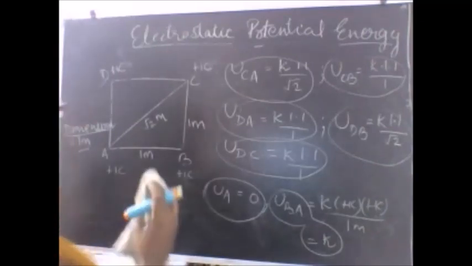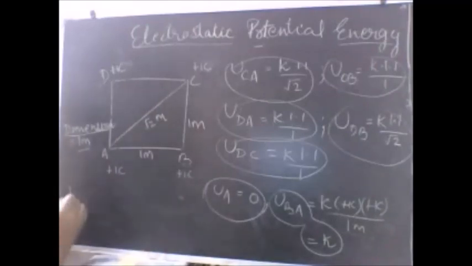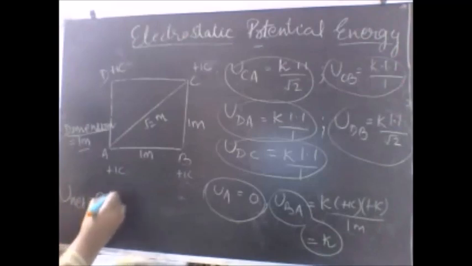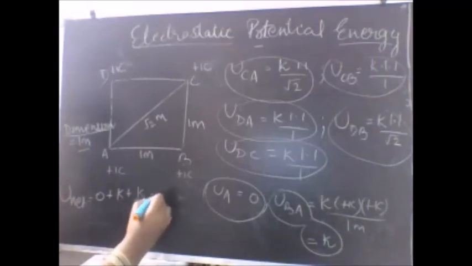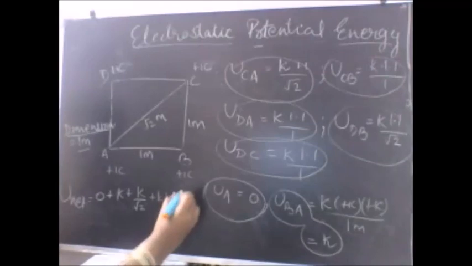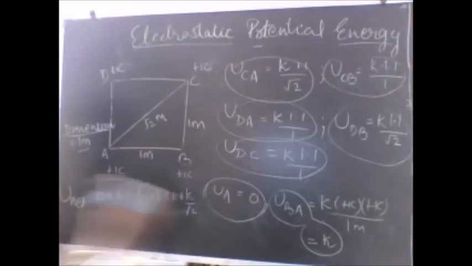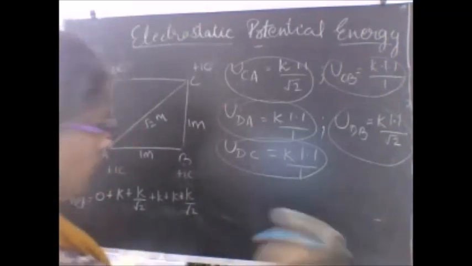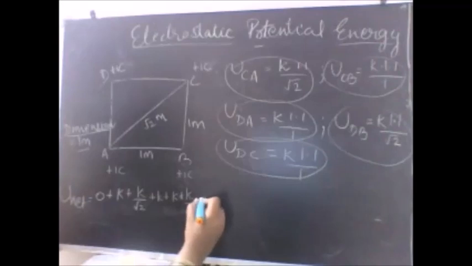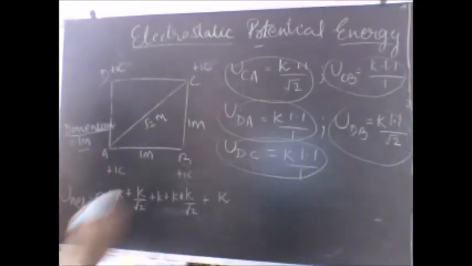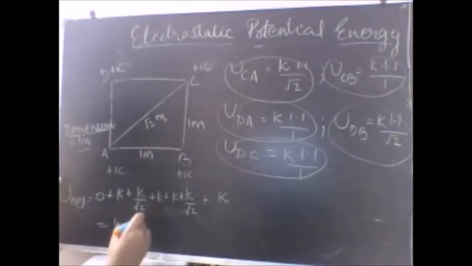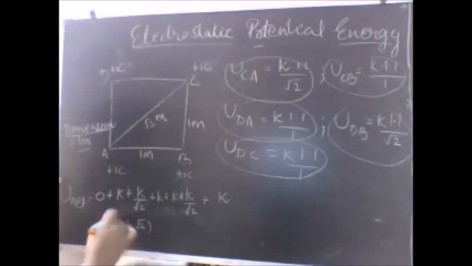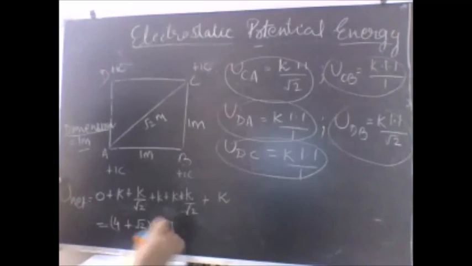So this is zero plus K plus K by under root 2 plus K plus K plus K by under root 2, and the last term is K. So let us solve it, and what we will get here is K plus K plus K plus K, so this will give me 4K plus under root 2 and under root 2, so it is under root 2 times K, and the unit joule.